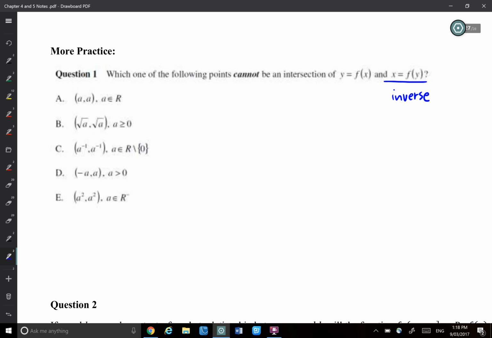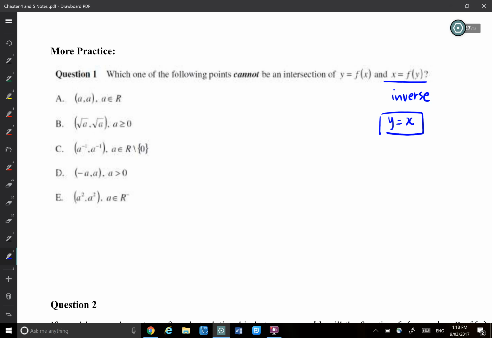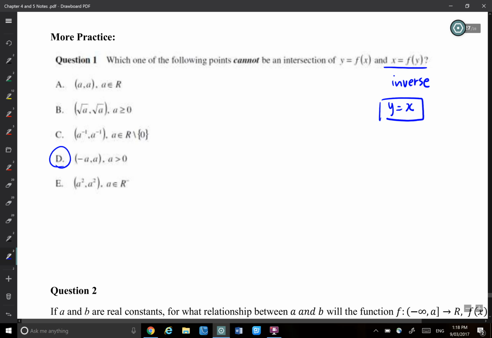As we talked about last lesson, if you're trying to find a point of intersection, it must intersect at the line y equals x. You must intersect where x and y are the same value. So say (a, a), (b, b), (1/a, 1/a). So the x, y values must be the same. So which one cannot be that point? Obviously part D cannot be the point because it can't intersect at (-a, a). If you have (-a, a), on the inverse it will be (a, -a). It won't intersect at that point. So D cannot be the answer.